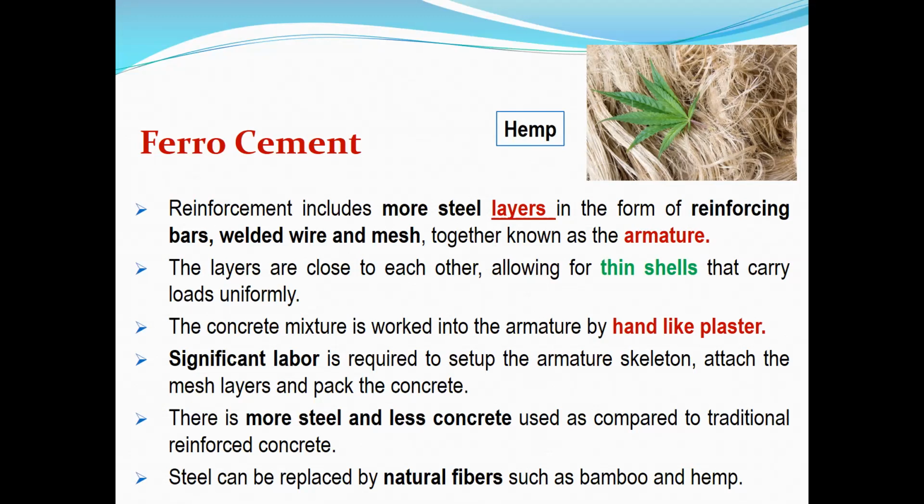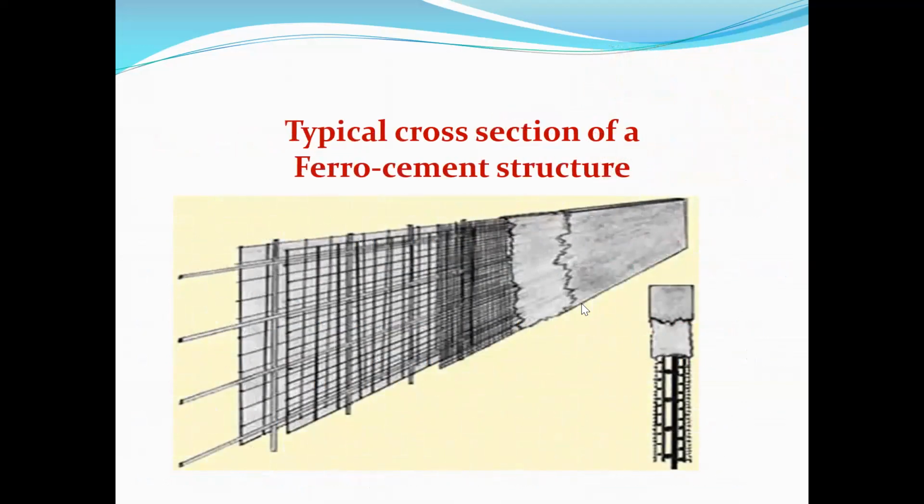And sometimes steel can be replaced by natural fibers like bamboo. So bamboo is one kind of natural fiber, or hemp. Here you can see the hemp. Actually, this is the tree, and like our jute, you get a fiber like that. Sometimes this fiber can be used as a reinforcement, where you do not need enough strength as reinforcement. Bamboo or hemp may be used. So that is also called one type of ferrocement, though bamboo and hemp are not ferrous.